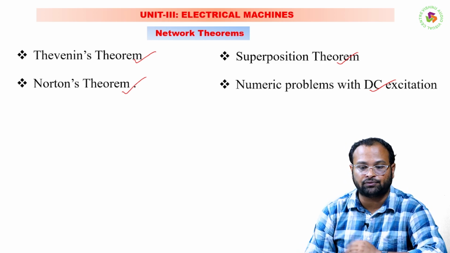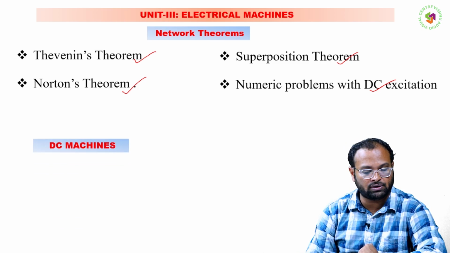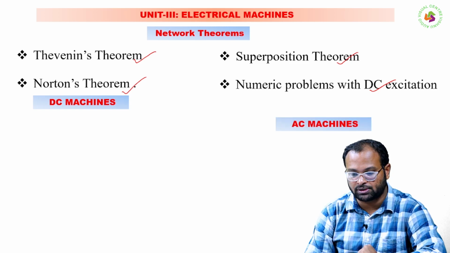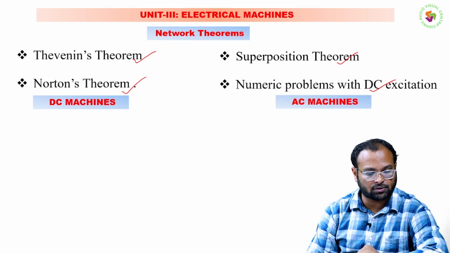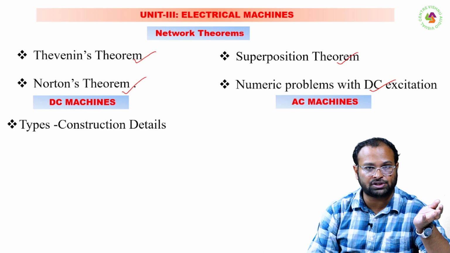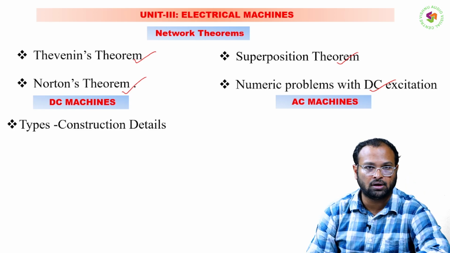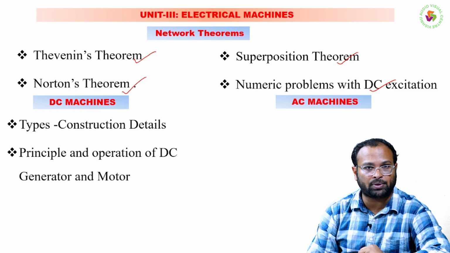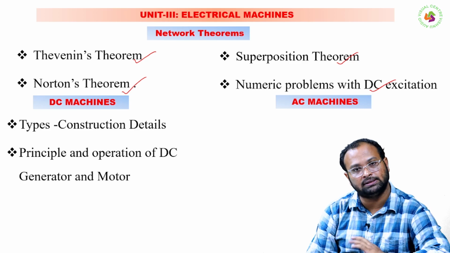Coming to the next, we have the machines. There are two types of machines, DC machines as well as AC machines, and we'll see the basic principles of these machines. Coming to the DC machines, we'll see the types of machines, the construction details, along with the principle and operation of the DC generator and DC motor.